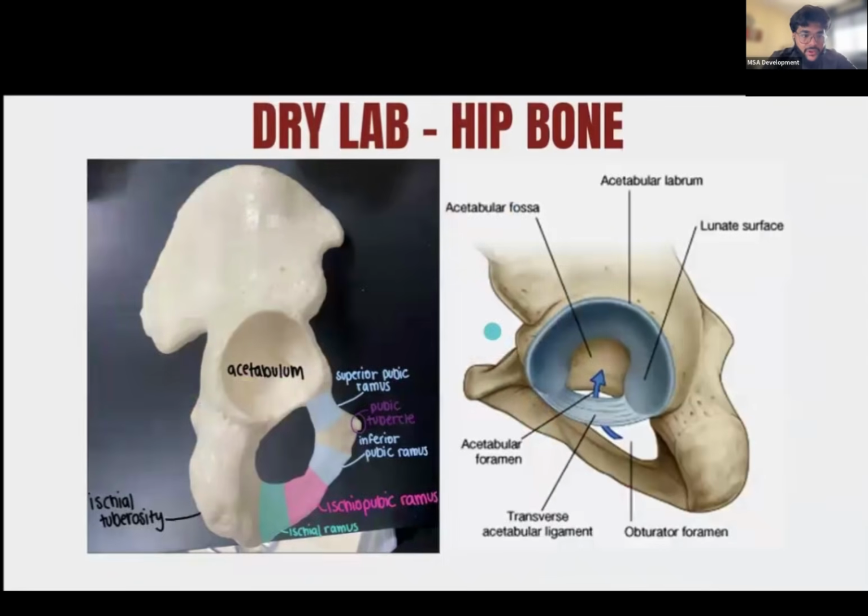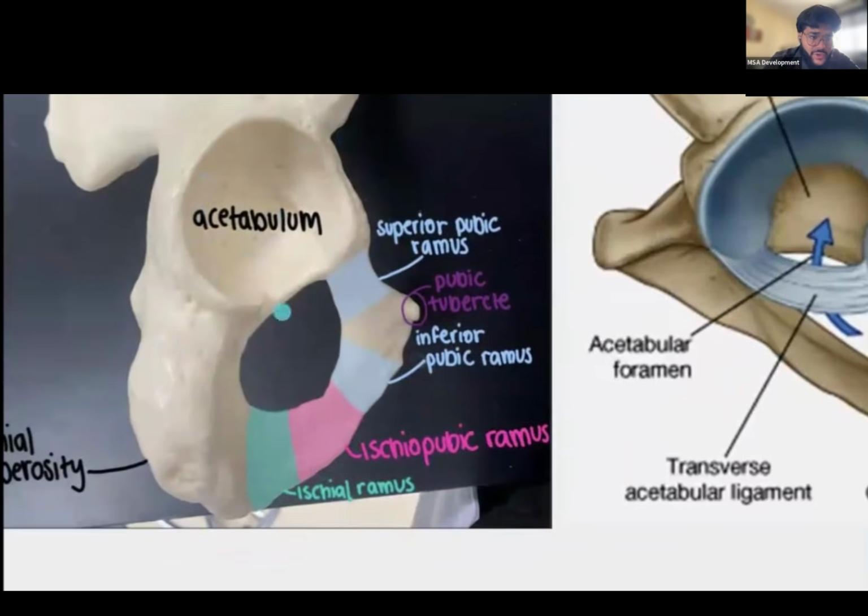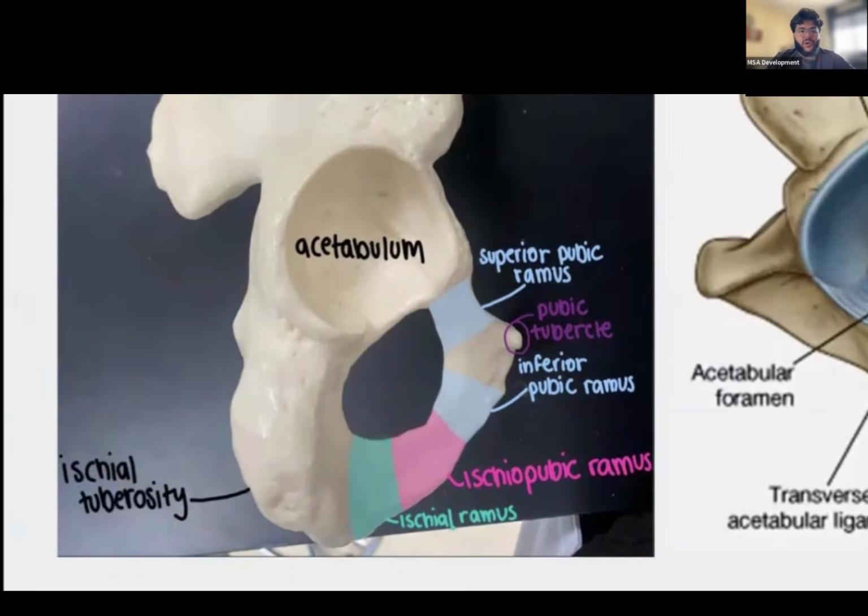This is the other picture. Over here, you can see the acetabulum formed by your ilium. You have your ischium right here and your pubis right here. So you have your pubic tubercle right here. Above the pubic tubercle, you have your superior pubic ramus. Beneath the pubic tubercle, you have your inferior pubic ramus. Between the pubis and the ischium, you have your ischiopubic rami, and behind the ischiopubic rami, you have your ischial ramus and the ischial tuberosity. The ischium is behind.